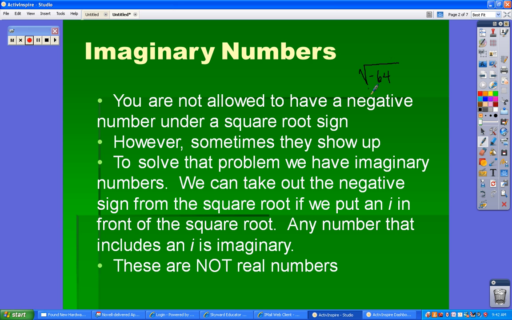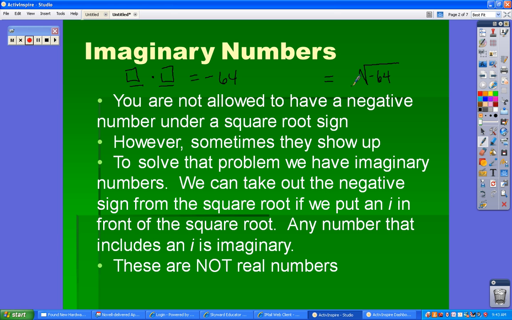But this is not something that we can solve up to this point, because usually when we do square roots we're saying, well, what times what, that's the exact same number, will equal negative 64. And this can't be the case because they would both have to be positive or they both have to be negative. There's no way I can have the same number being multiplied twice and end up with a negative number. So to solve that problem, we have something called imaginary numbers.